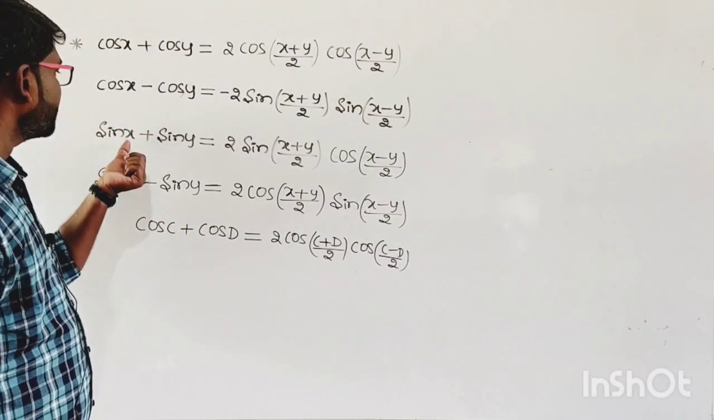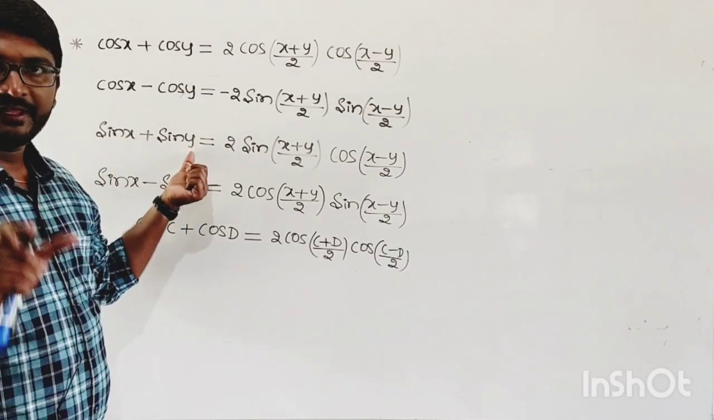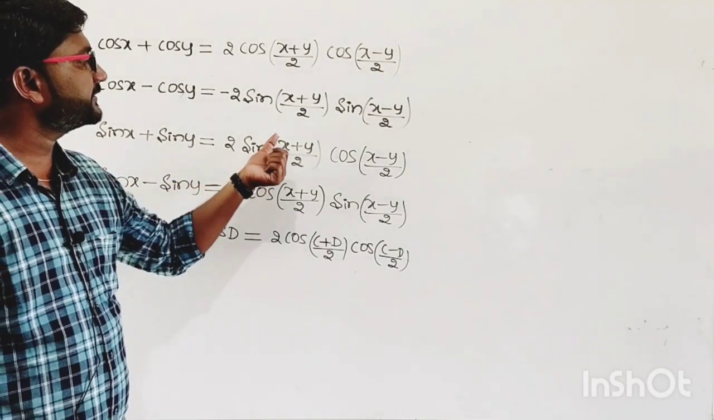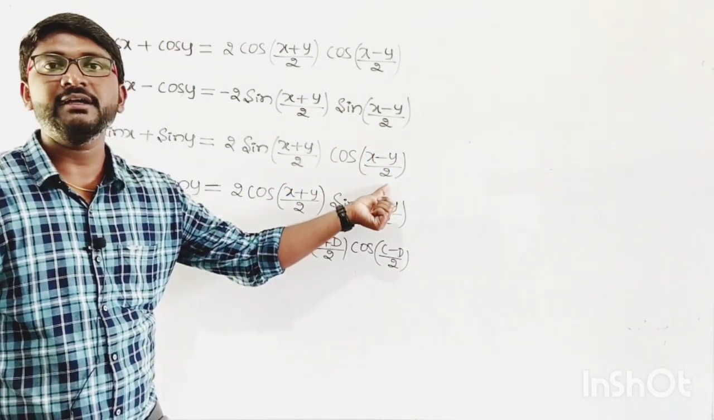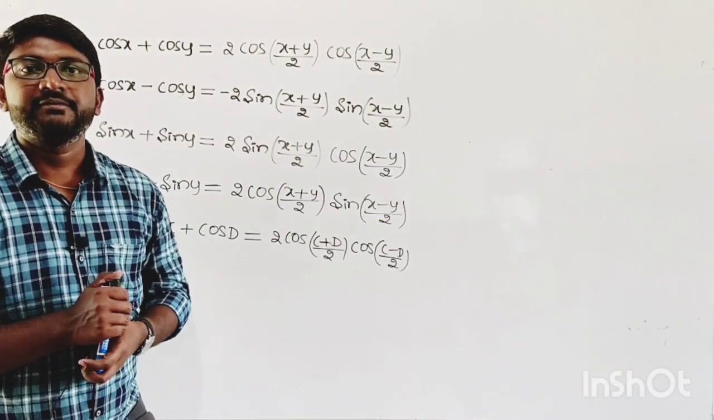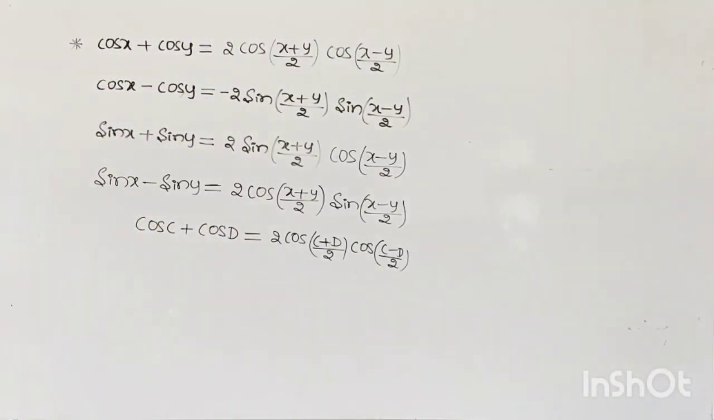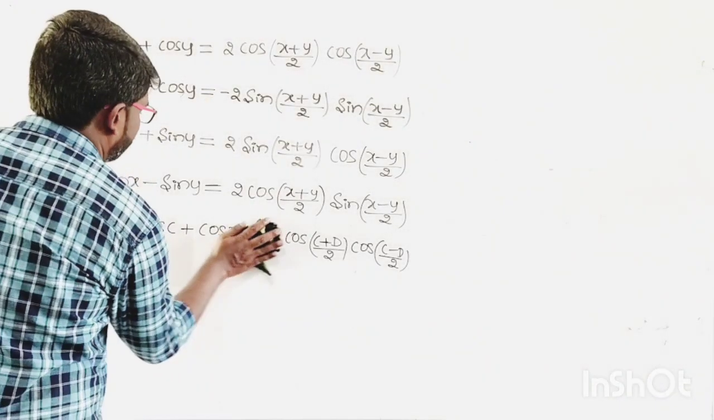For example, here sin C plus sin D can be written as 2 sin (C plus D) by 2 into cos (C minus D) divided by 2. So in this way we can write the sum and difference of the two angles.